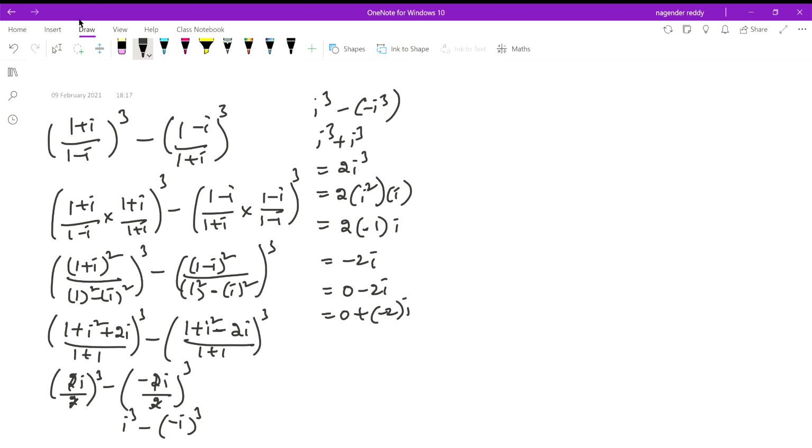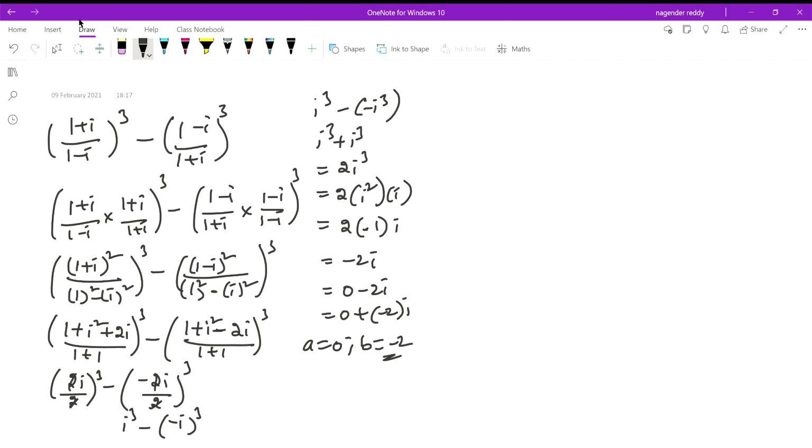Why are we writing like this? Because it's asking in the form of a plus ib. That means we should write the value of a is 0 and the value of b is minus 2. Otherwise, if you are using x plus iy, then you can go for x equals 0 and y equals minus 2. That means it is in the form of a plus ib. In the diploma textbook also, they are asking in a plus ib only. So you can use different cases. There is only one concept: if you have a complex number in the denominator, you can simply eliminate it, or do rationalization.